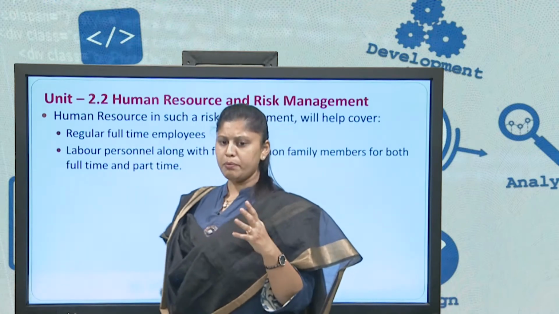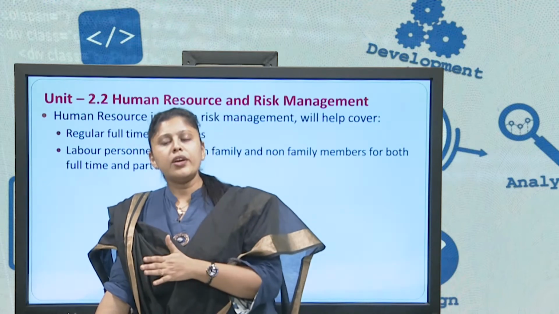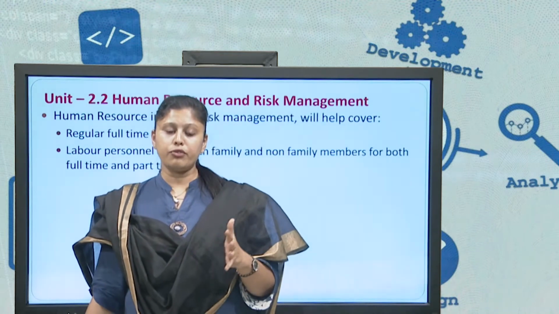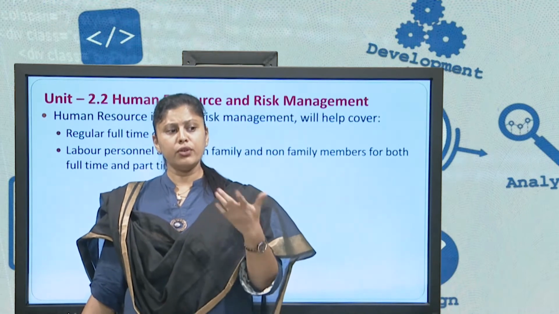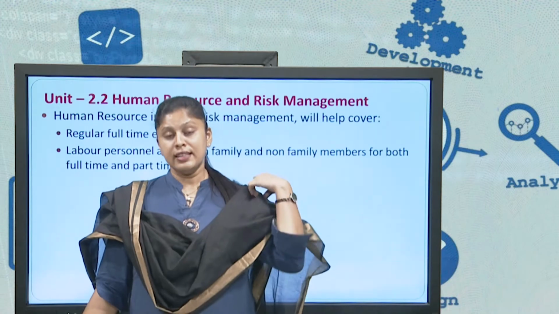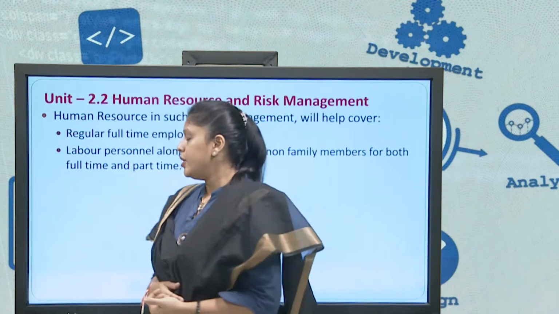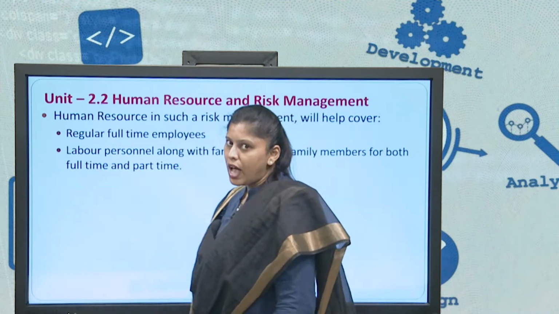If I have a part-time employee and a full-time employee, and I find the part-time employee is giving a good amount of profit, but my full-time employee is also giving an equal amount of profit to my organization, then of course I have to take care of that regular full-time employee as well. So regular full-time employees I have to take care of.